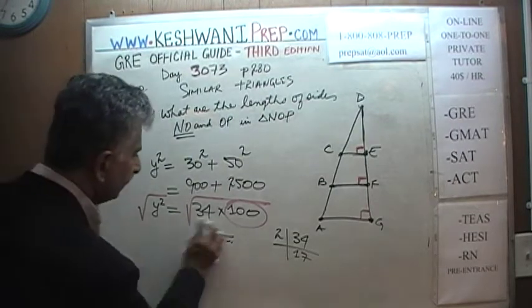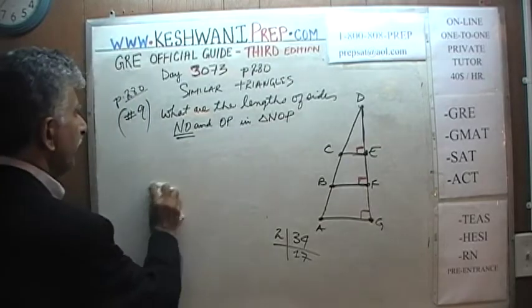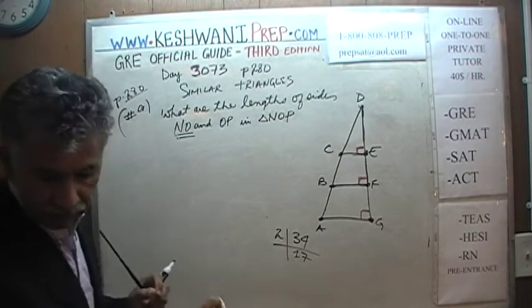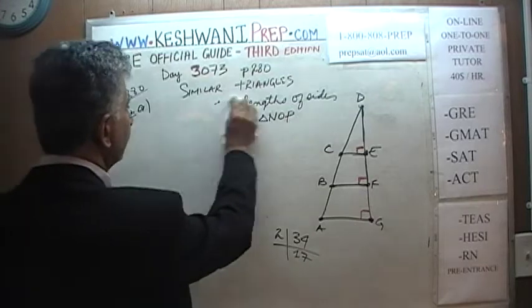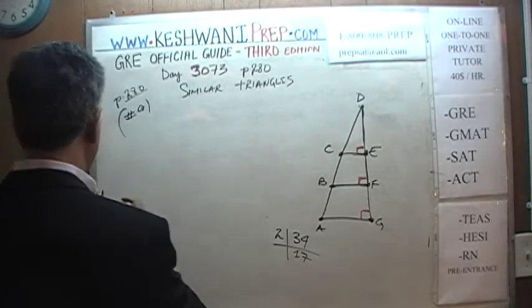Second thing we have to understand, I'm going to show you here. Let's draw two parallel lines. We no longer need this thing. It is problem number nine. I should erase that. It is problem number nine.